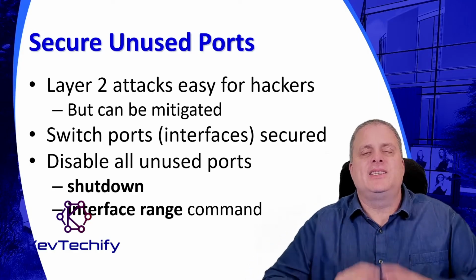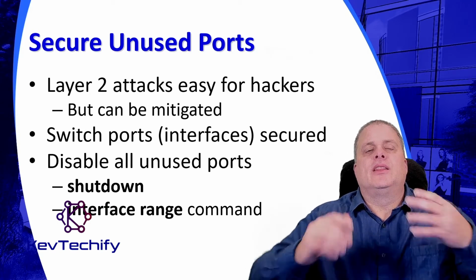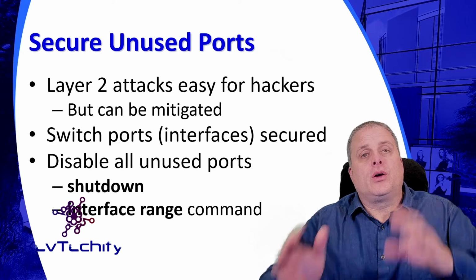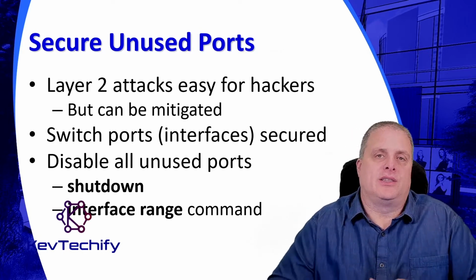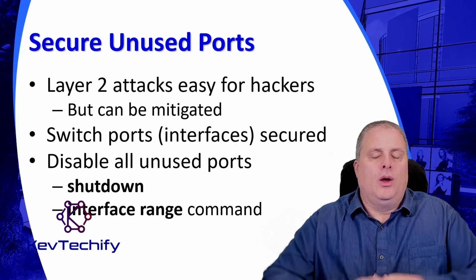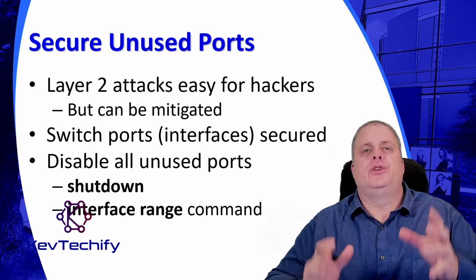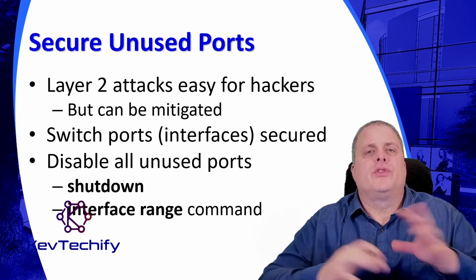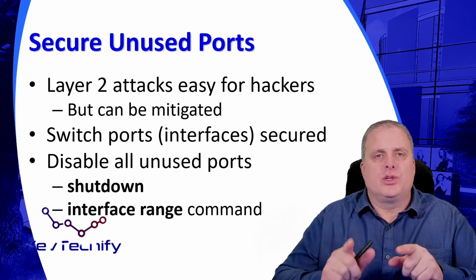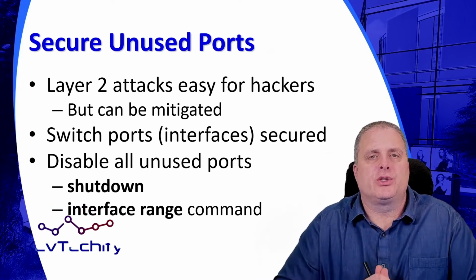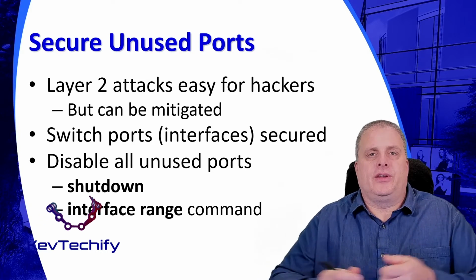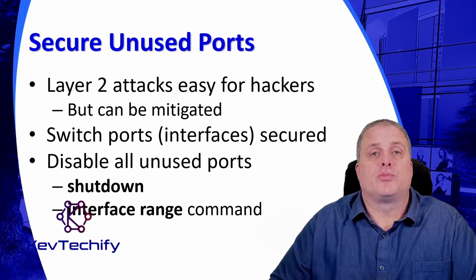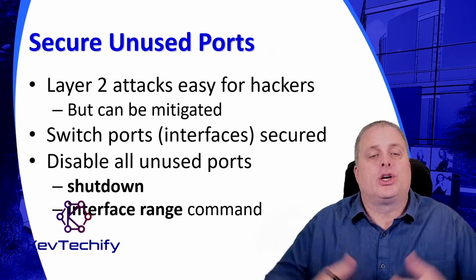One of the easiest attacks for hackers is a layer 2 attack. But we can mitigate against these fairly easily. One of the first steps you should take when you're trying to stop these layer 2 attacks is turn off all those physical switch ports that are not being used on your switch. That way, if somebody comes in and plugs an unauthorized connection into one of those ports, they won't get a connection because it's turned off.